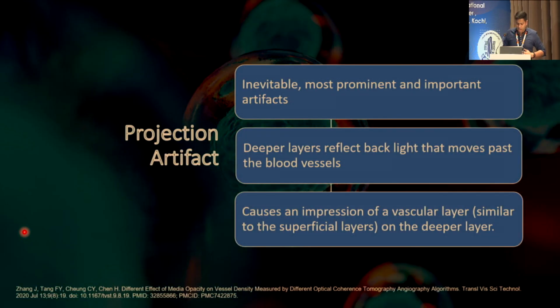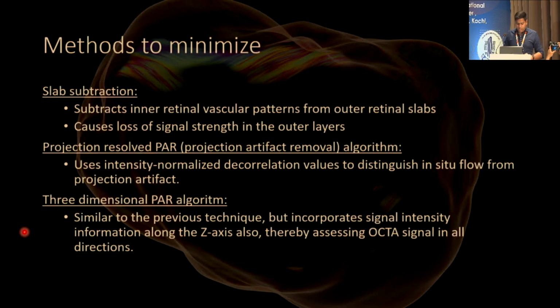Projection artifact is inevitable, the most prominent and important artifact. Deeper layers reflect back light and move past the blood vessels, and it causes the impression of a vascular layer on the deeper layer, similar to the superficial vascular layers. Methods to minimize this are slab subtraction, a projection artifact removal algorithm, and a three-dimensional projection artifact removal algorithm.